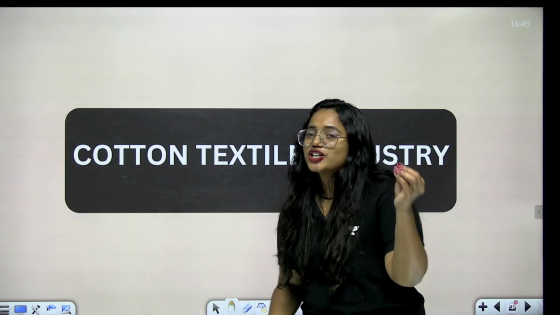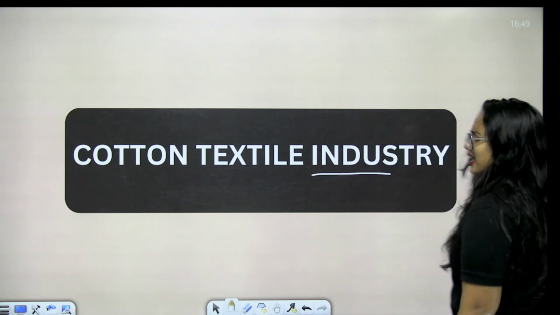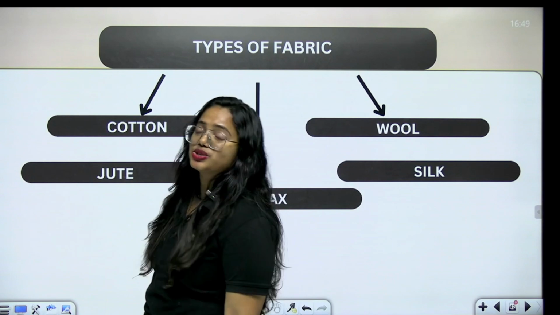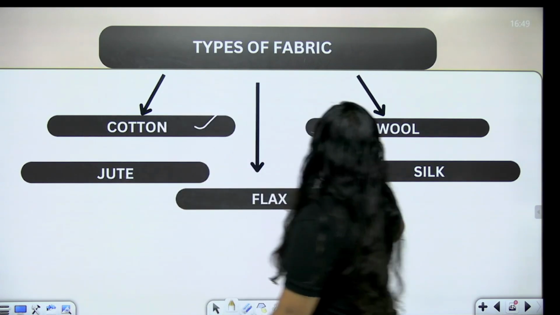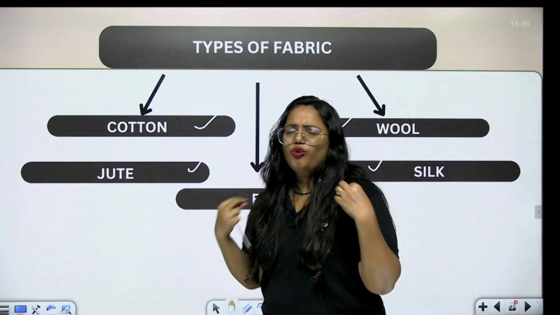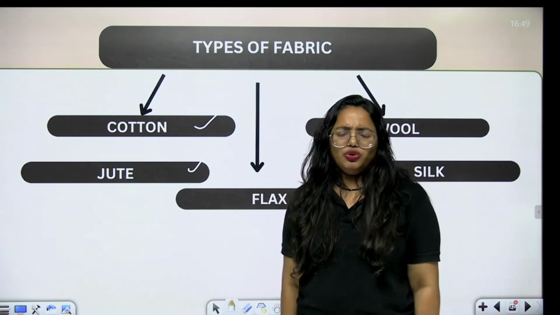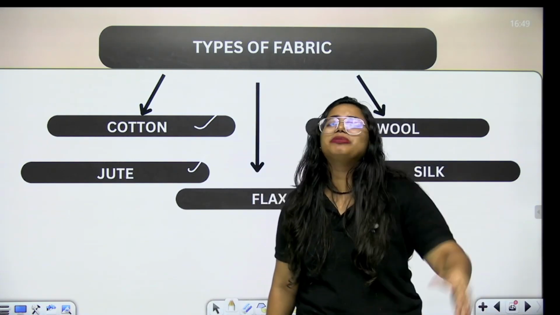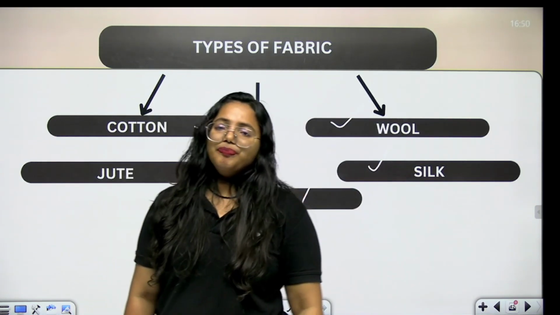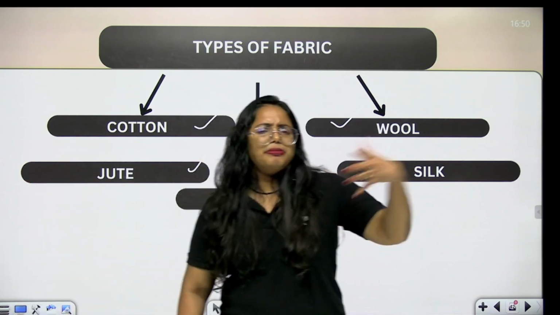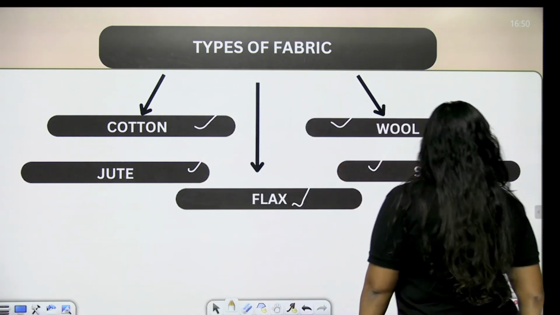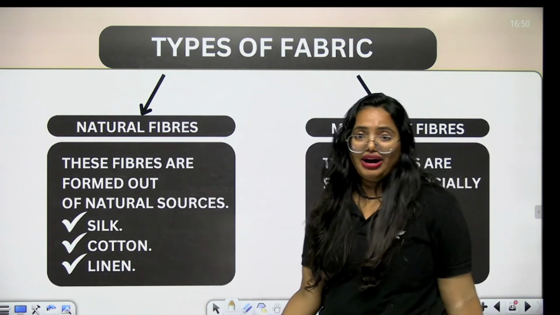We are going to talk about the cotton textile industry. First, types of fabrics. There are multiple types of fabrics. What are they? Cotton, wool, silk, jute, flax, etc. What we wear is all clothes, but these clothes are not made of similar fabrics. There are multiple fabrics in which clothes can be made. Clear? It can be silk, wool, jute, any kind of fabric. So now what we are going to learn is all about the types of fabrics.